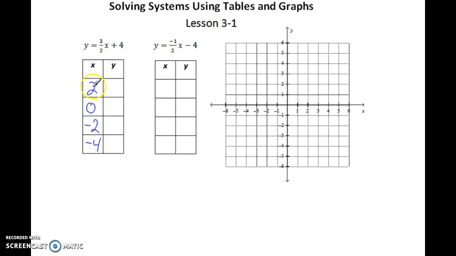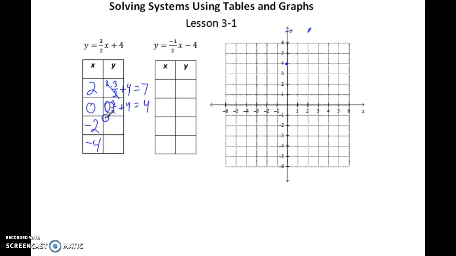So 2 times 3 halves plus 4. The 2's cancel. You get 3 plus 4 is 7. So 2 comma 7. Oh man, way up there. Somewhere around there. Let's see, 0 times 3 halves, 3 halves times 0 plus 4. That's really going to be 0 plus 4, which is 4. So I get 0, 4, which is this point right here.